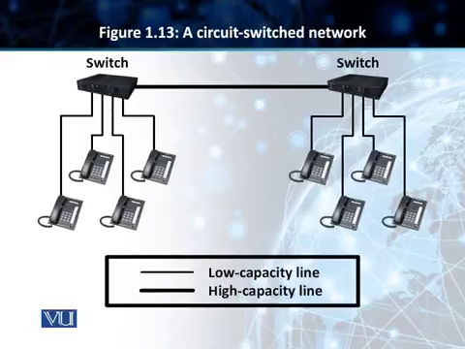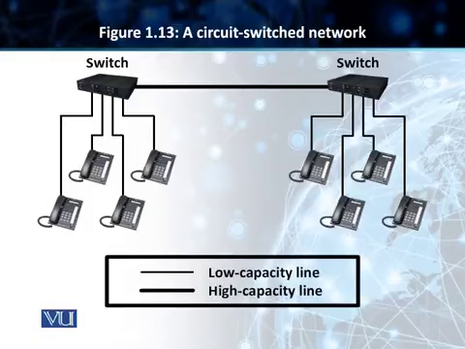Students, another thing that you can observe in this slide is that the line or the link that connects the two switches is a high capacity line, whereas the links or the connections that connect each of the telephone sets to the switch are low capacity lines. So in this particular case, we can envision a scenario in which all four telephone sets at one end are talking to the telephone sets at the other end. If that's the case, then we are utilizing the whole capacity of the link between the two switches.